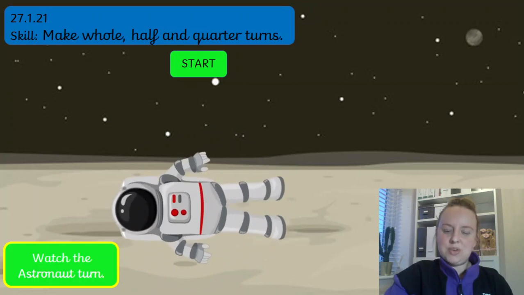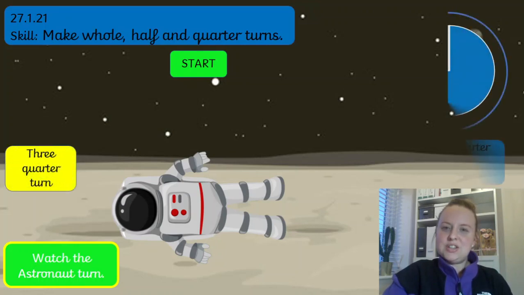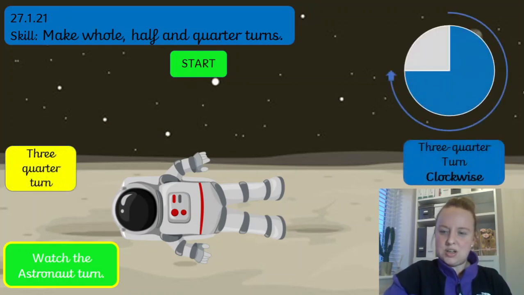Oh, he's gone even further this time. So he's ended up on his side, but this time it's the opposite side to what he was lying before. So he's turned a 3/4 turn clockwise. Can you say that? 3/4. Can you see that quite a lot of the circle is shaded in this time?